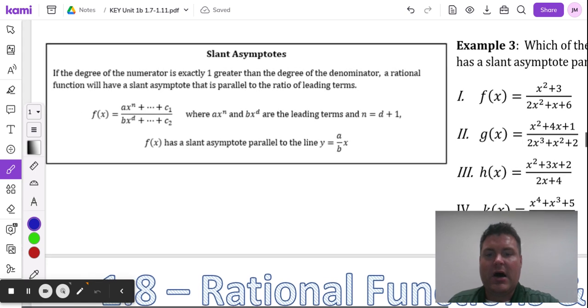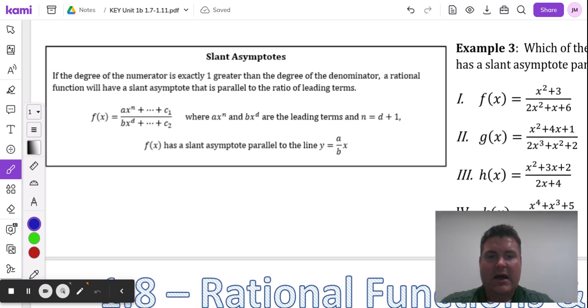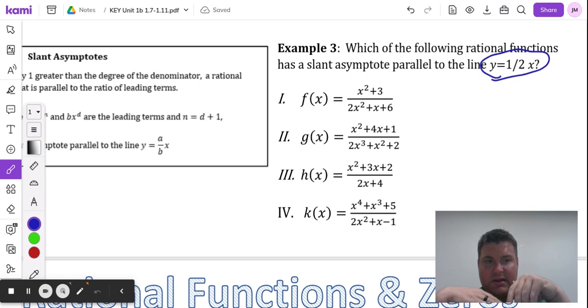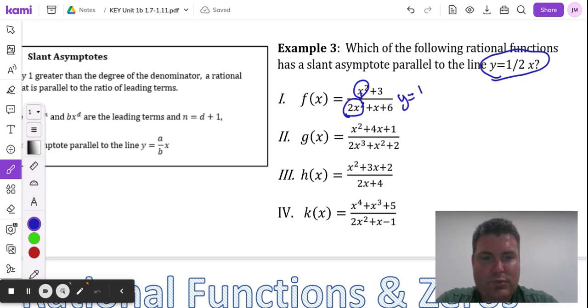Hey, last part here, and I talked about slant asymptotes already. This is really just saying stuff that I've already mentioned before. If the power is greater by 1 on top, we're going to have a slant asymptote. That being said, which of the following rational functions has a slant asymptote parallel to the line y equals 1/2 x? So essentially, I want to look at the powers on the top and bottom. Whenever the top power is bigger by 1, and the coefficients simplify to 1/2, I'm good to go. So if I look right here for f of x, that's going to give me a slant asymptote of y equals 1/2. Close, but it ain't 1/2 x.